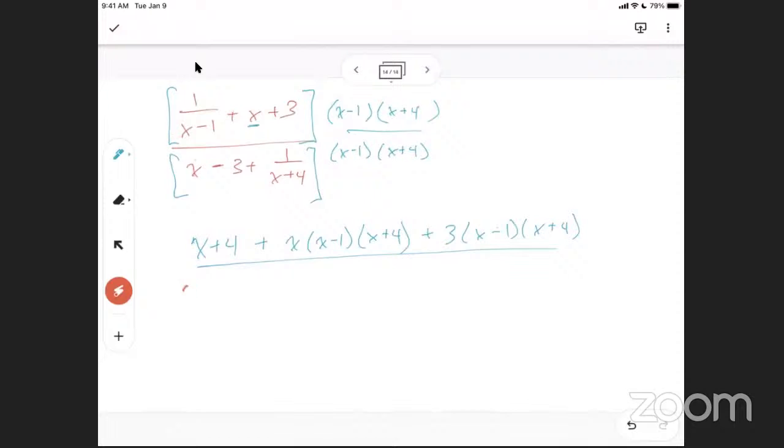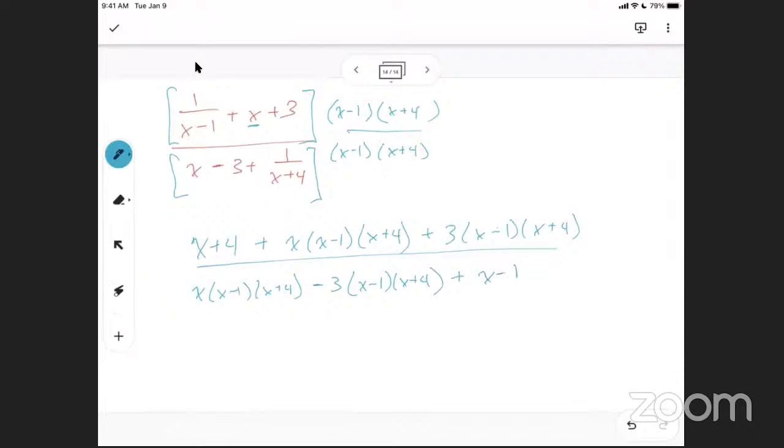Same deal, right? X times x minus 1 times x plus 4, yes? Yeah. And then same deal here, negative 3 times x minus 1 times x plus 4. And what cancels with this one? X plus 4. So I just get x minus 1.